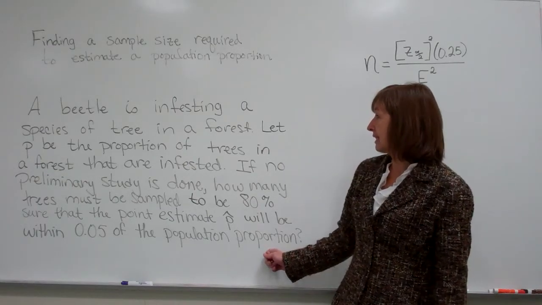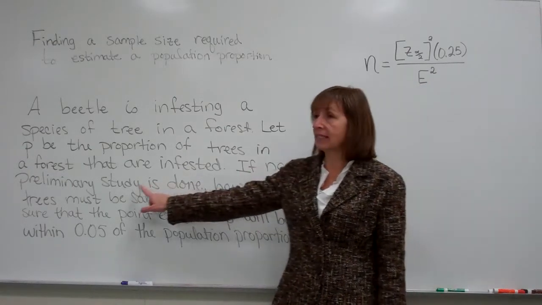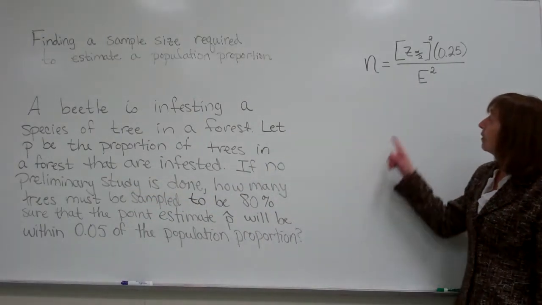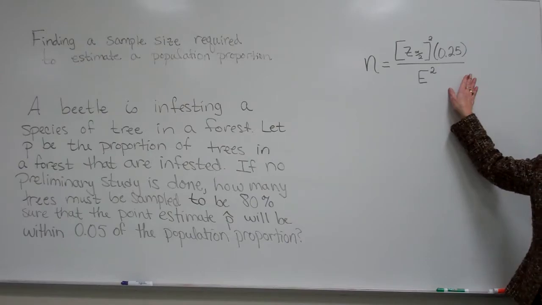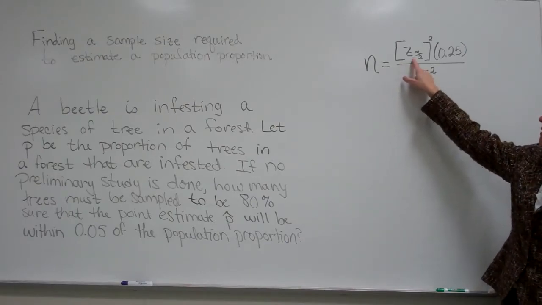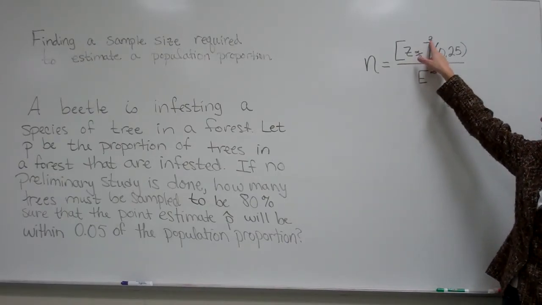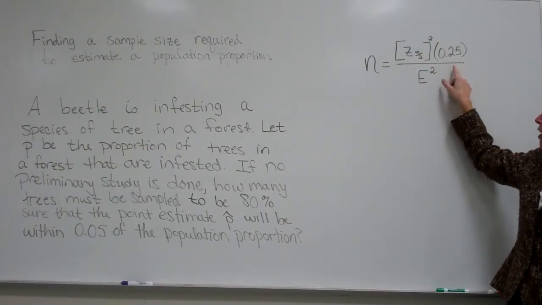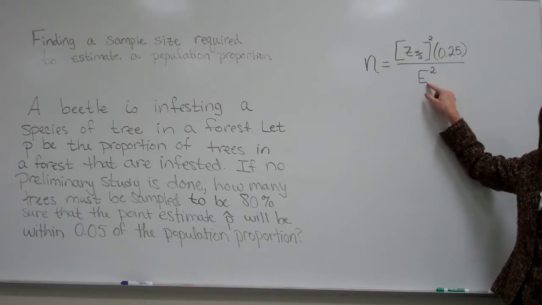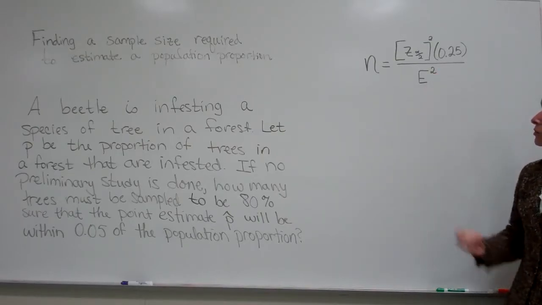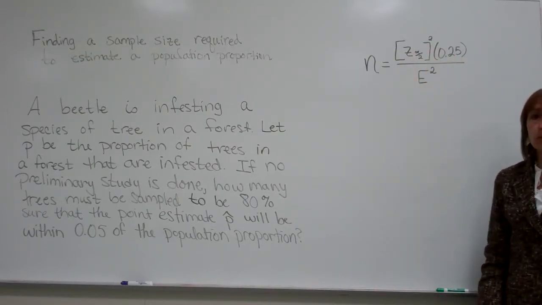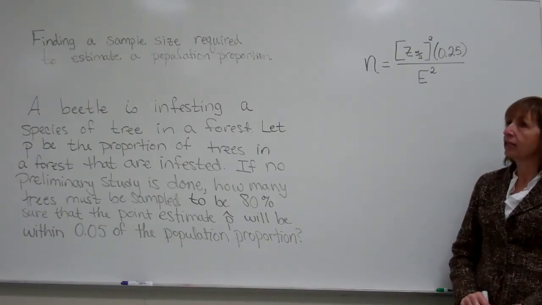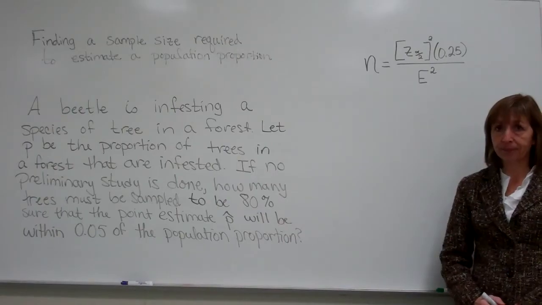When we look at this again, it says no preliminary study is done. So if there's no preliminary study done, then the formula that you would use for sample size is n is equal to z sub alpha over 2 quantity squared times 0.25, all divided by e squared, our error of estimate squared. So this is the formula we want to use when we're trying to find sample size for a population proportion and I don't have a preliminary estimate.